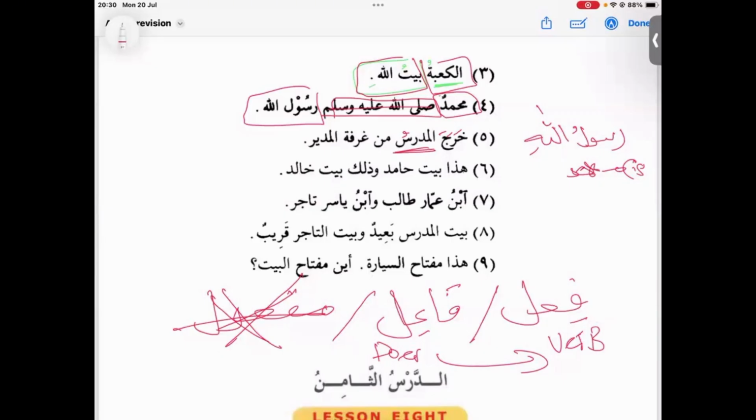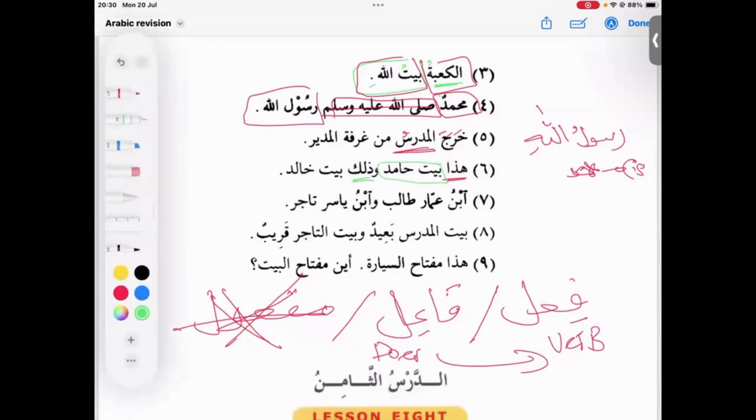Another example. Now he goes to Jumla Ismiya again. Hada. That's the mubtada. And Baytu Hamidin is the khabar. This is the house of Hamid. That's a complete sentence. Similarly, Dhalika is the mubtada. That is Baytu Khalidin. That's the khabar. This is another example. Ibnu Ammar. The son of Ammar.